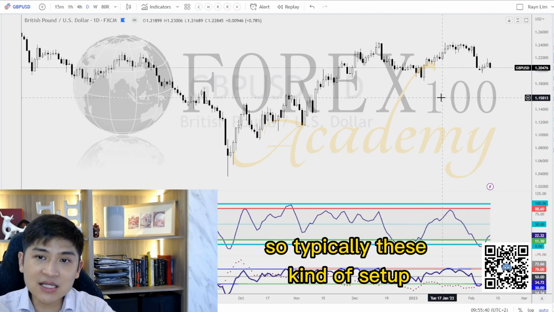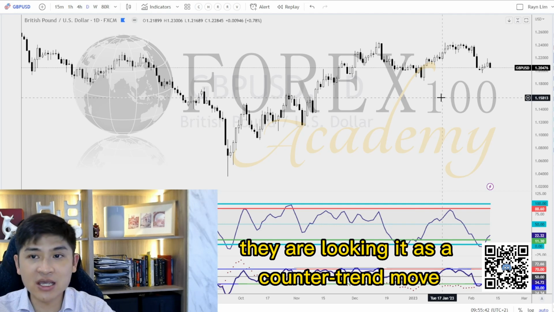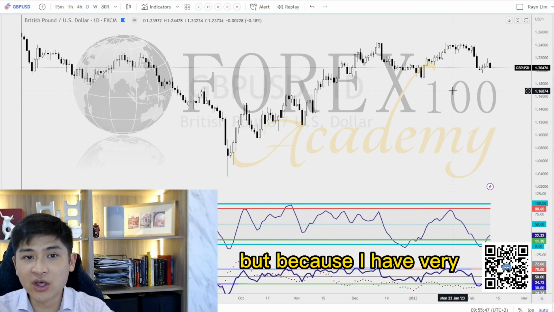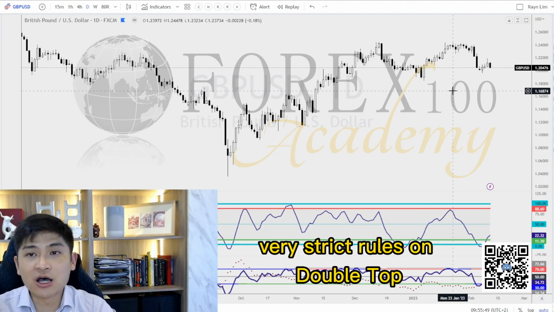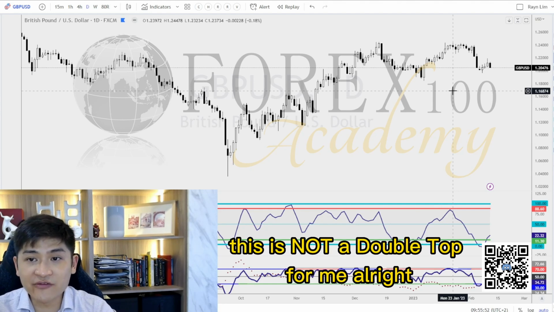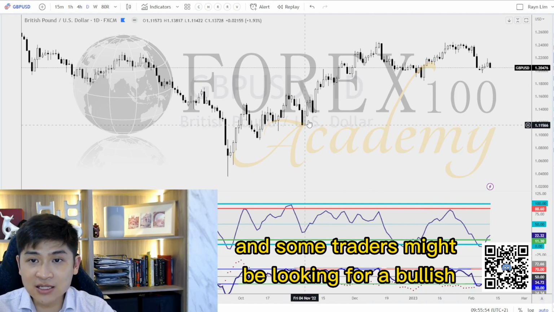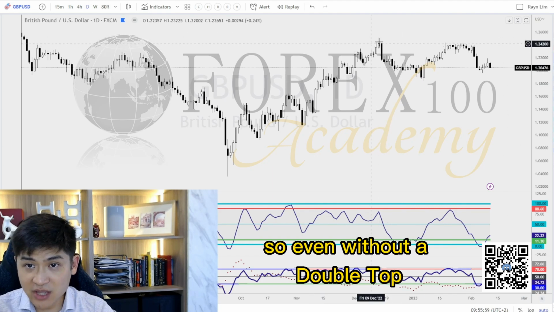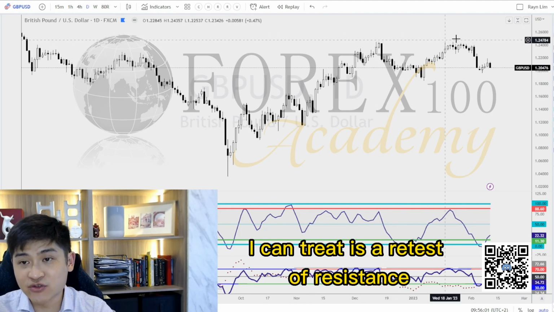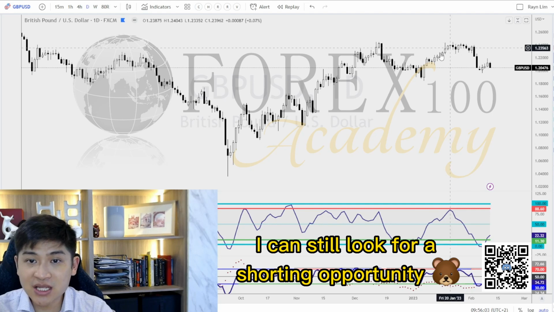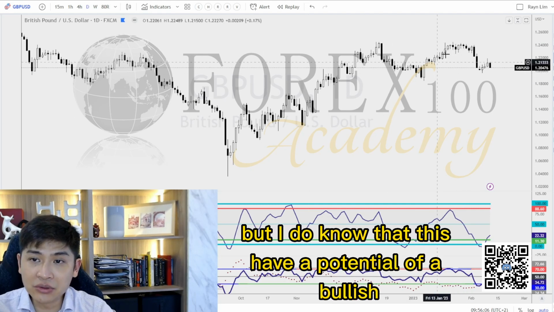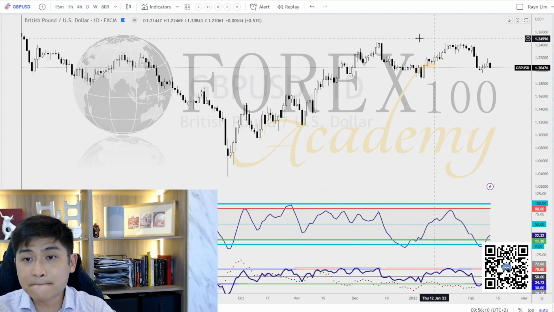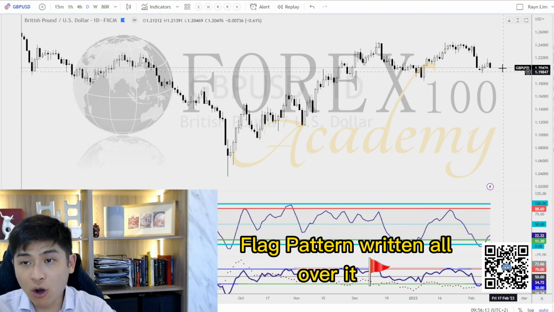So typically, with this kind of setup, there will be a group of traders looking at it as a counter trend move because of a double top. But because I have very strict rules on double top, this is not a double top for me. Some traders might be looking for a bullish flag pattern. So even without a double top, I can treat this as a retest of resistance. I can still look for a shorting opportunity, but I do know that this has the potential of a bullish flag pattern written all over it.